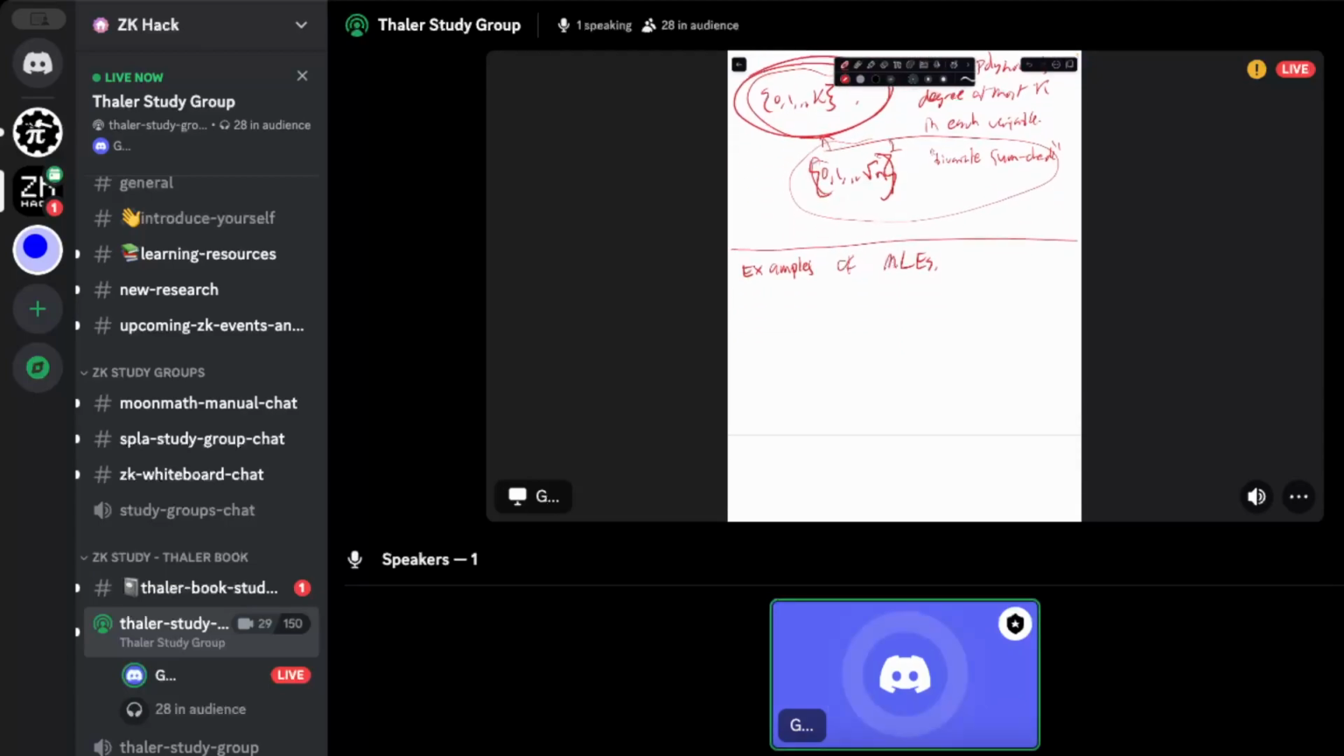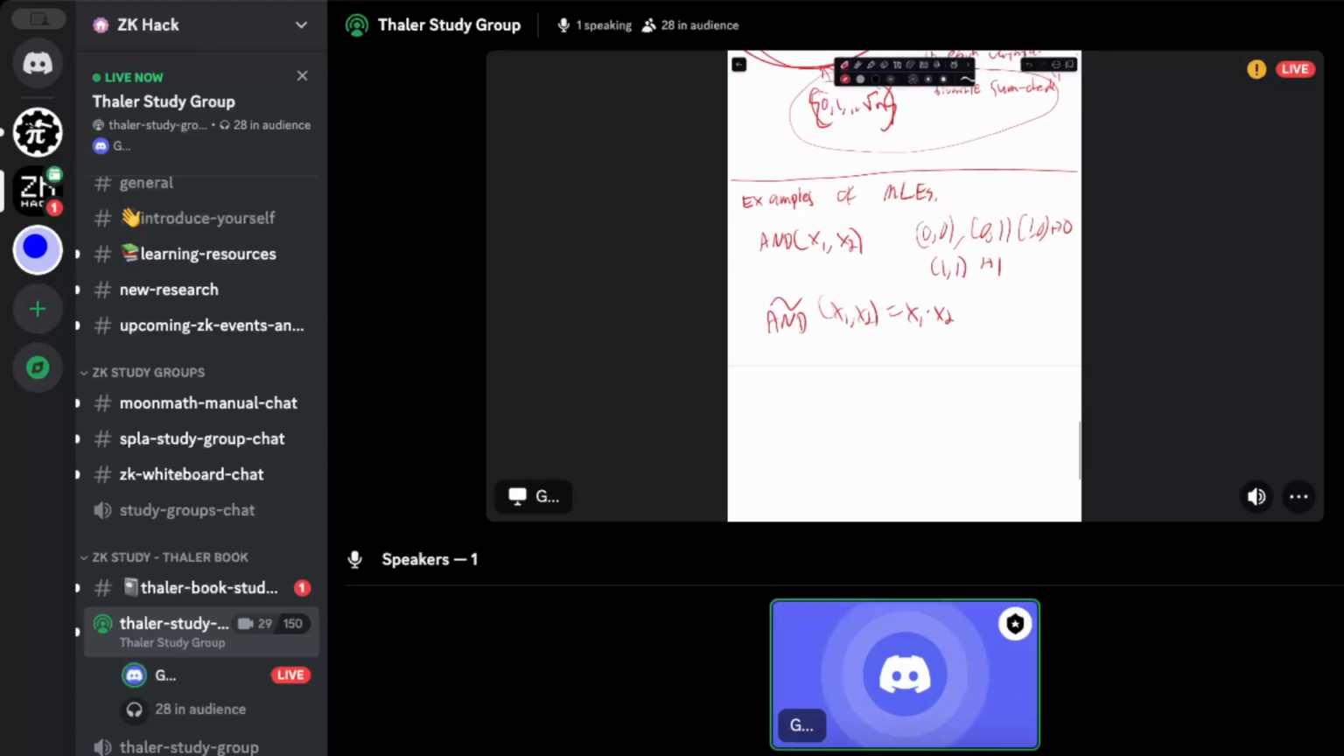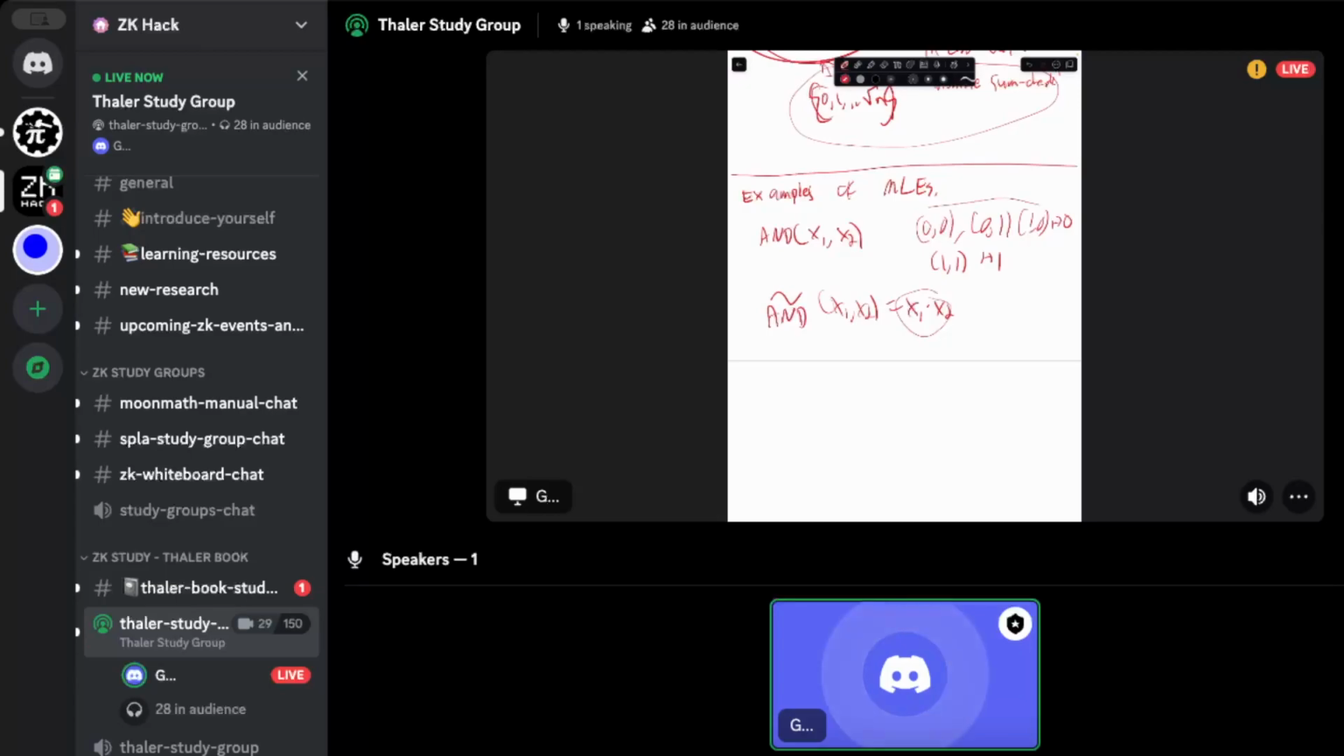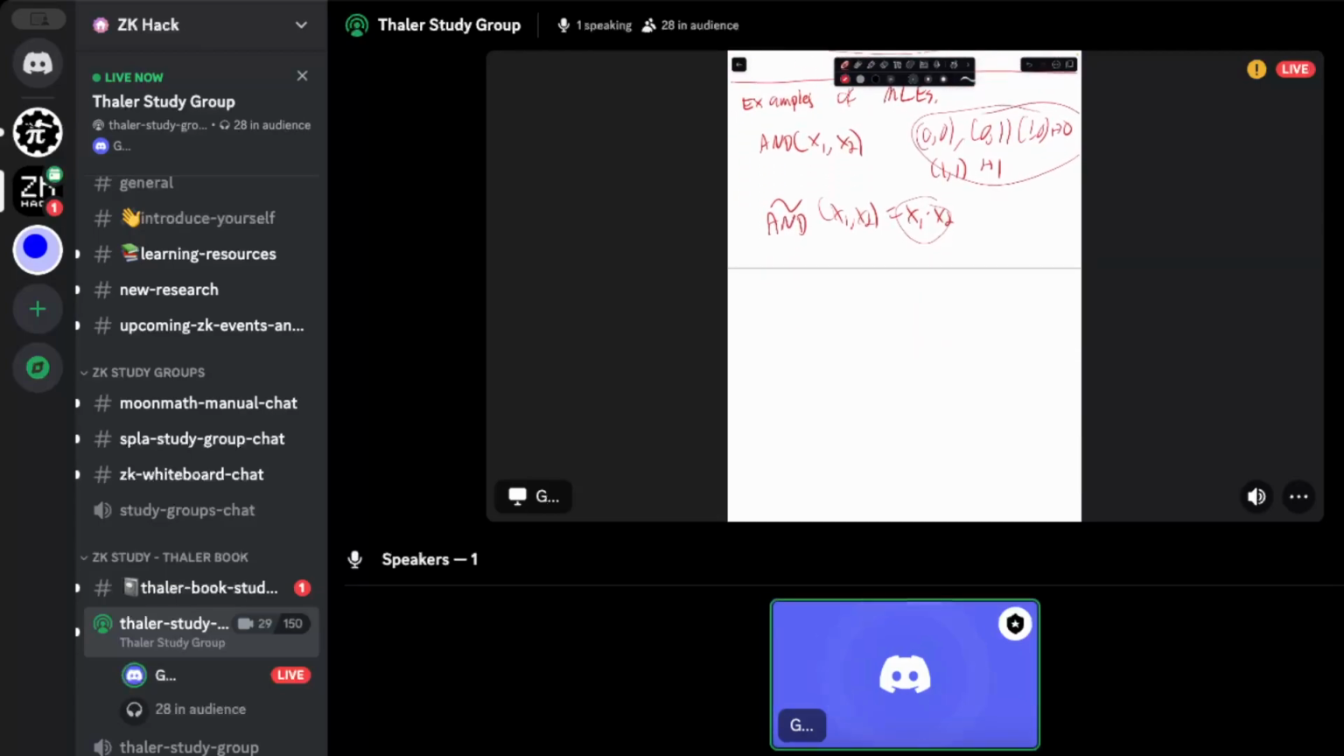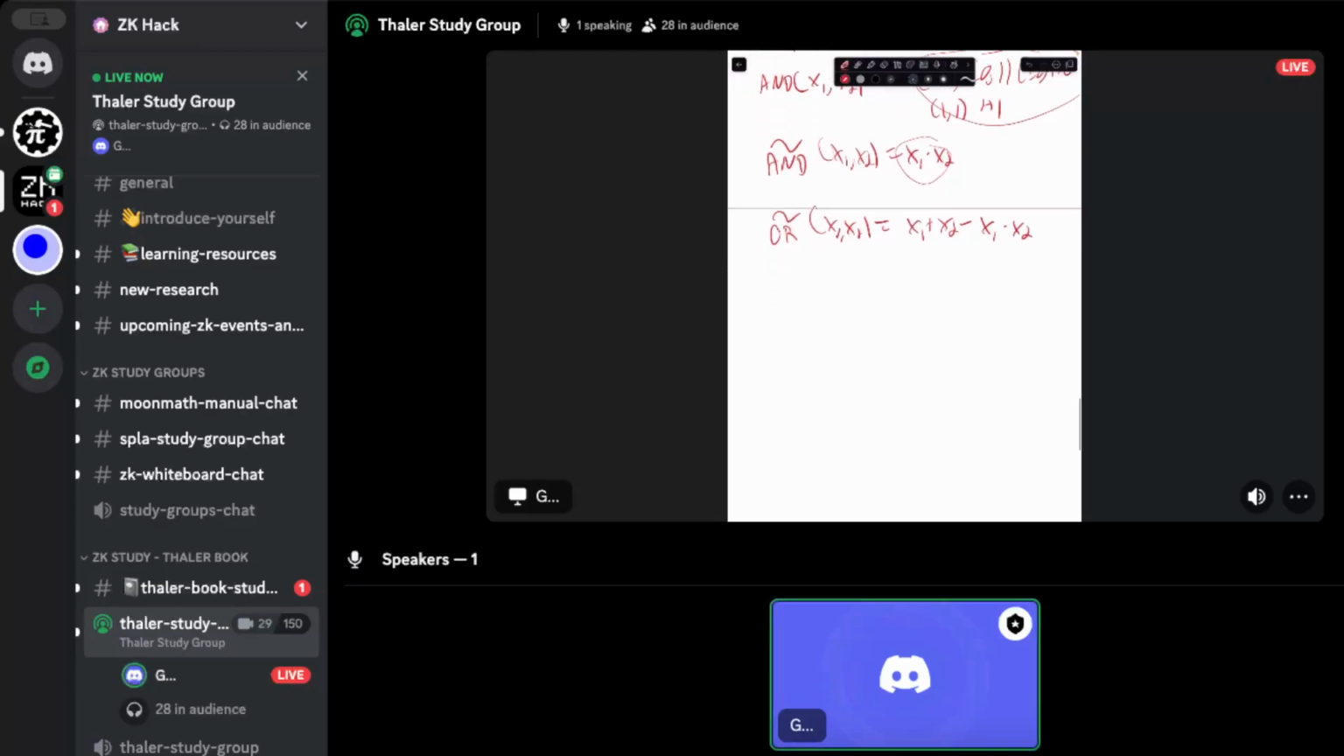So we actually just saw some when I did the arithmetization tangent. If you look at the AND function, let's say on 2 bits, this maps (0,0), (0,1) and (1,0) all to 0, and (1,1) gets mapped to 1. The multilinear extension of that is just x1 times x2. You can just check, it's a multilinear polynomial, and it has this behavior on the Boolean hypercube. So that's maybe the simplest example. Similarly, we saw that OR-tilde of x1, x2 is x1 plus x2 minus x1 times x2. And NOT of x1, which maps 0 to 1 and 1 to 0, is just 1 minus x1.